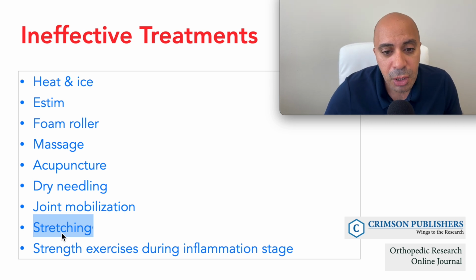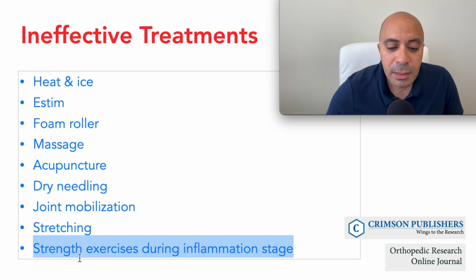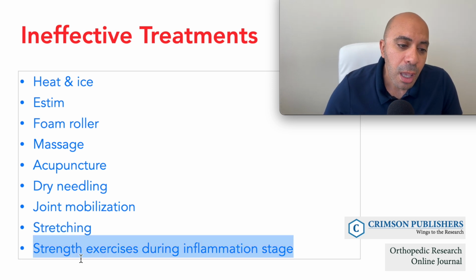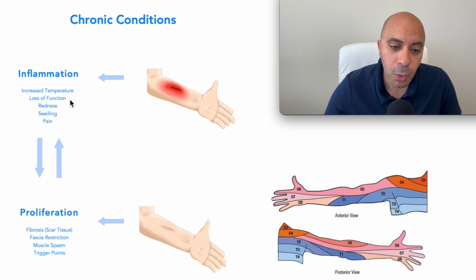The other thing that's commonly used is stretching, and I personally do not use it because studies show that stretching actually causes more inflammation. Strengthening exercises are applicable if you're not having inflammation, but they're also not going to decrease the inflammation. If you introduce strengthening exercises in the acute stage, it will cause more inflammation, and it's not going to do anything to break the vicious cycle of inflammation and proliferation.